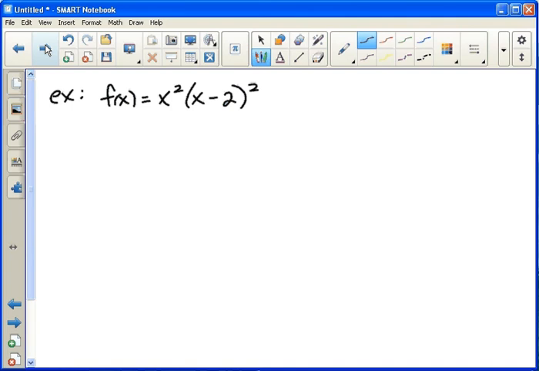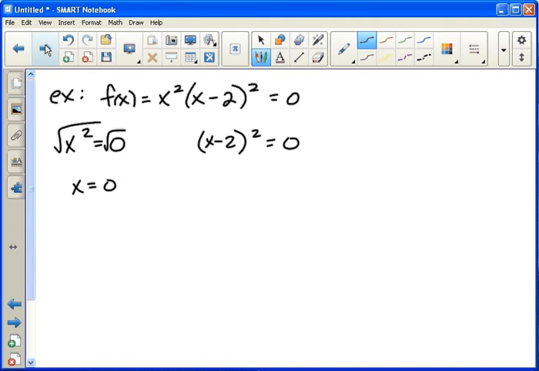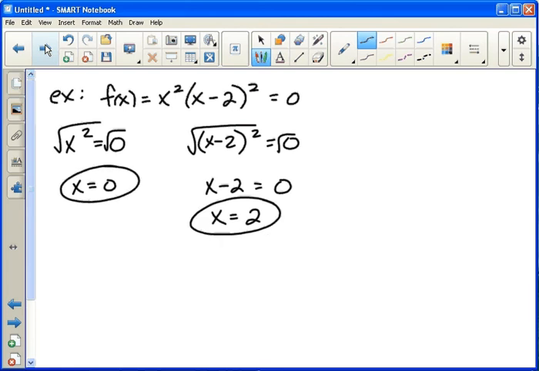Okay, similar problem here. It's already been factored for us, so we can just set it equal to 0 and then set each individual one equal to 0. Here I take the square root of both sides and just get x equals 0. Here I take the square root of both sides and get x minus 2 equals 0. Then add 2 to both sides and get x equals 2. So this one just has 2 zeros, or 2 roots, or 2 x-intercepts.